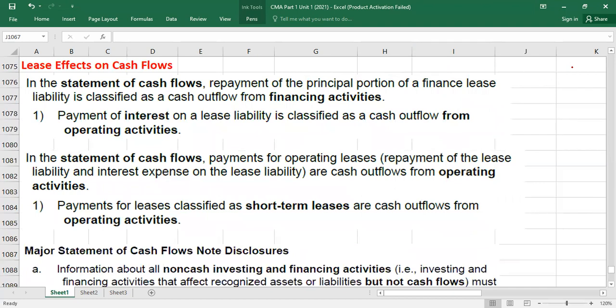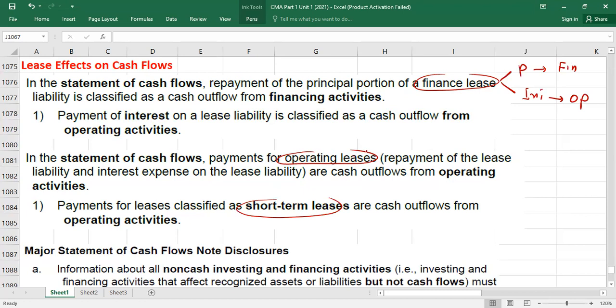Under US GAAP, for lease, we have 3 types. One is called which lease? Finance lease. Second lease is called what? Operating lease. And third lease is called what? Short-term lease. For finance lease, what is the rule? Principal payments and interest payment. Obviously, interest payment will be part of operating activities. Principal repayments will be part of financing activities.